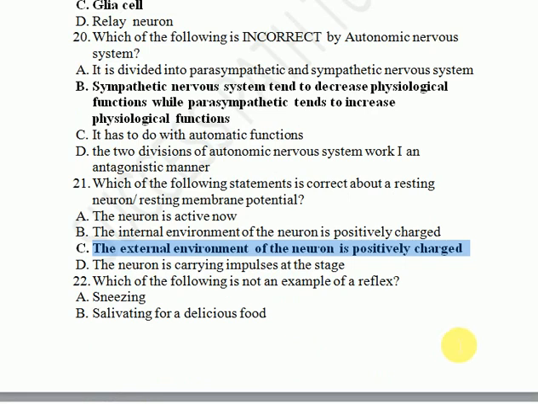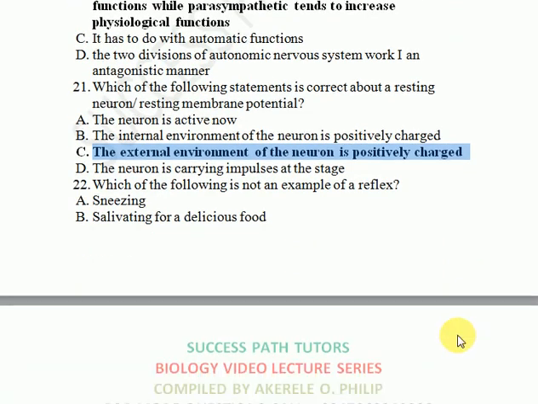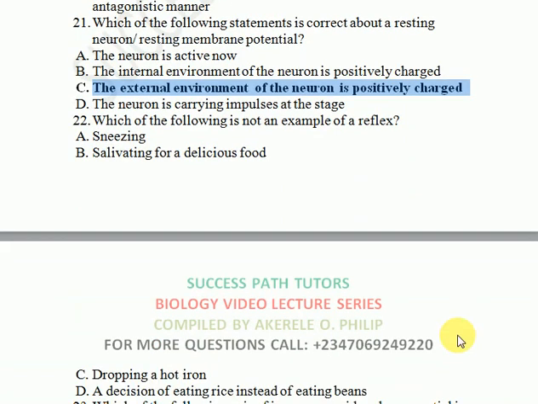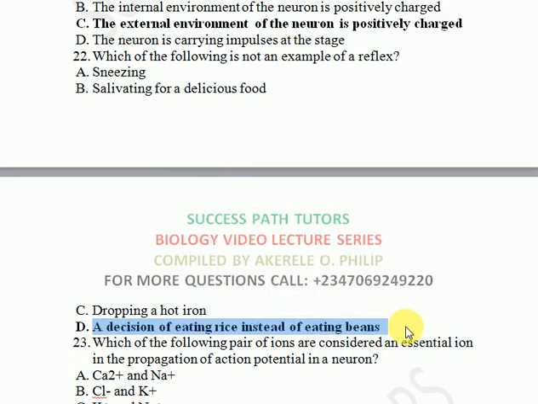Which of the following is not an example of a reflex? Sneezing, salivating for a delicious food, dropping a hot iron, a decision of eating rice instead of eating beans. That is voluntary action. So the answer to that is D. Every other one here are all reflex. Even salivating for a delicious food is a reflex, but just a conditioned reflex.